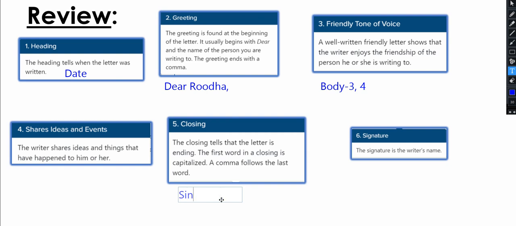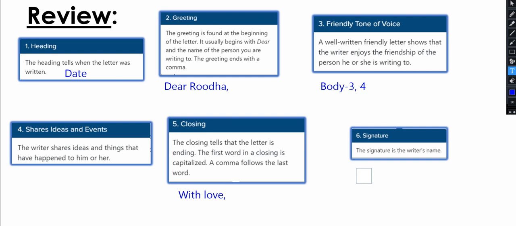That will be my closing. Another one could be "With love," comma. Then I keep a space, I go down and I write my name. So this will be the closing, and it has to end with a comma and start with a capital. And for the signature, it is the writer's name.